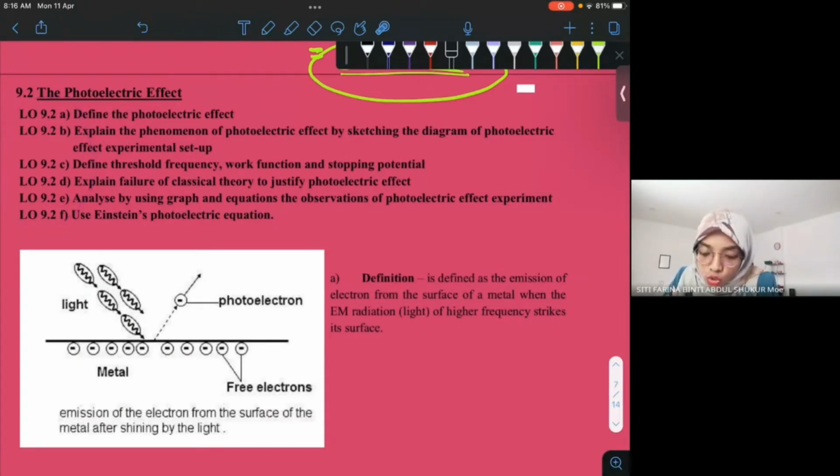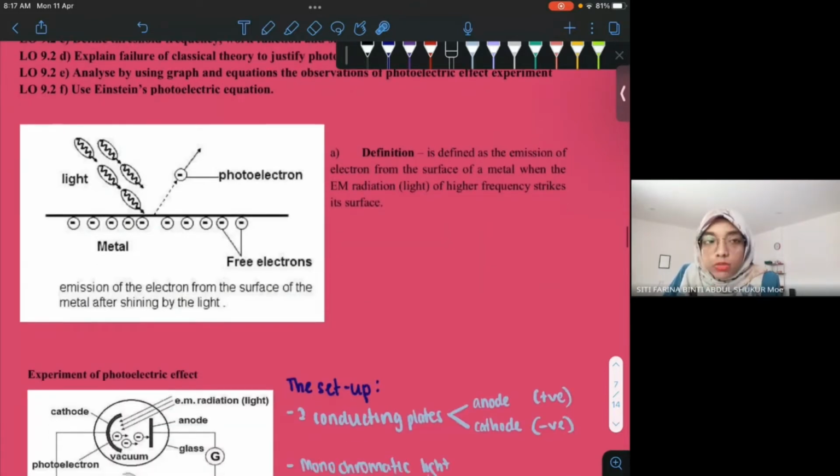Sekarang kita akan cuba untuk cover learning objective A dan juga B lah. Kalau sempat kita akan masuk yang C ini. Or else yang ni semua nanti kita akan buat dalam kelas nantilah. Alright, so first thing here is we're going to look at what is meant by photoelectric effect.